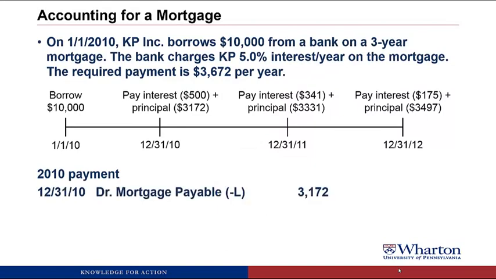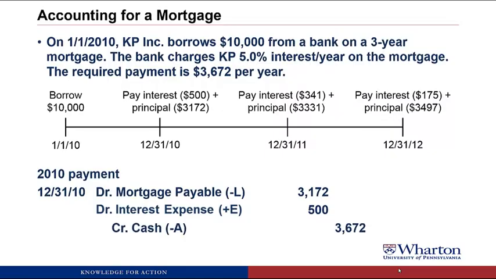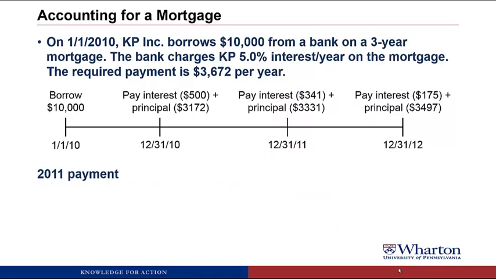So here we're going to reduce the principal balance in mortgage payable by $31.72, so reduce the liability with a debit. We're going to debit interest expense for $500 to represent the cost of the interest during the year, which needs to go on the income statement. And then we credit cash for the amount of the payment, $36.72. So let's try it again with the 2011 payment, and here is the pause sign.